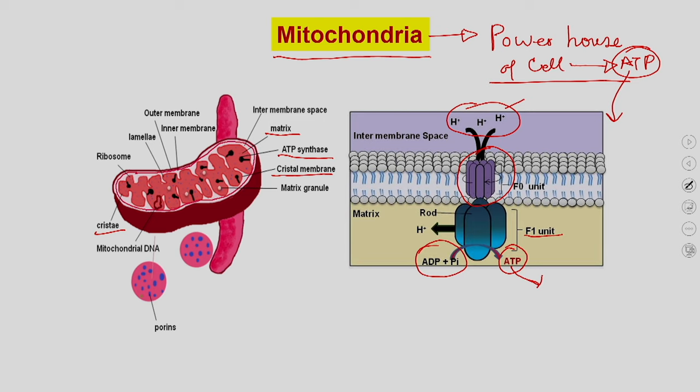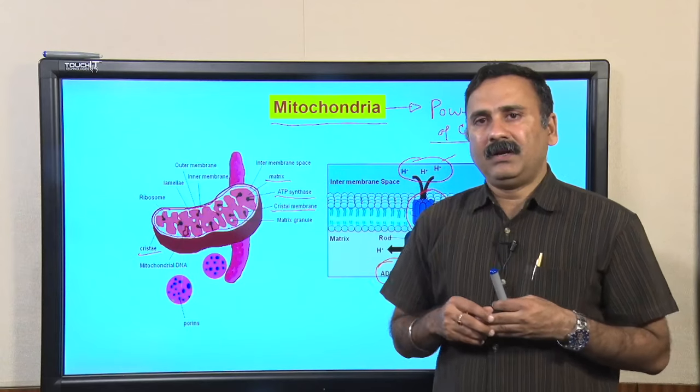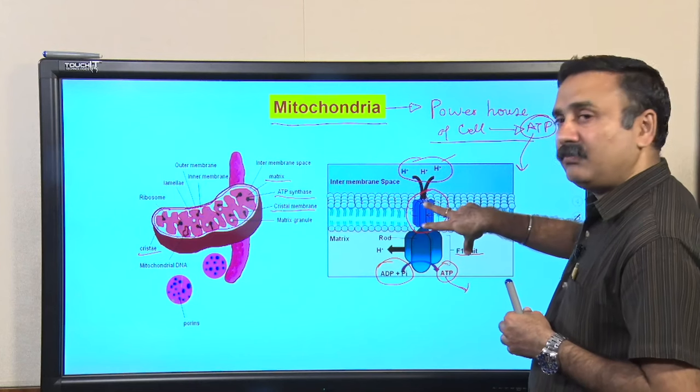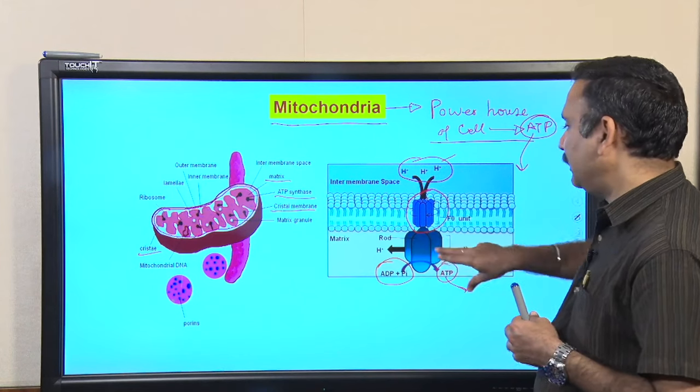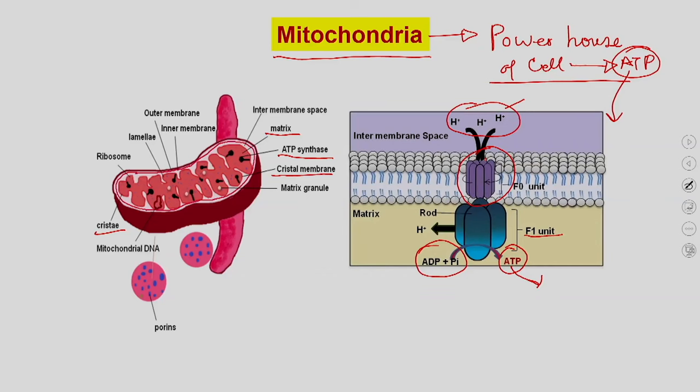In a typical ATP synthase, you have the two subunits. One is called FO, another one is called the F1 unit, and the FO unit consists of three different proteins, which are called A, B, and C. And the FO subunit is a membrane bound subunit, whereas the F1 particle is present inside the matrix, and that also contains different types of proteins. So it contains the alpha, beta, gamma, and all these alpha, beta, gamma proteins have their exclusive functions.